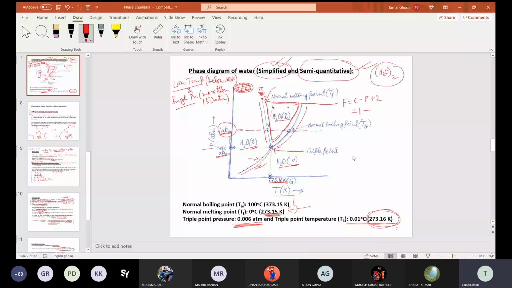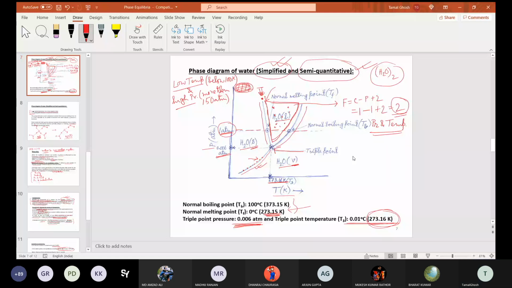How many phases? The value is 1, because we are considering only liquid H2O. So our F equals 2. We need two variables basically. Any point in this area needs to be specified with two variables, and these variables are pressure and temperature. Both of these two are to be specified.